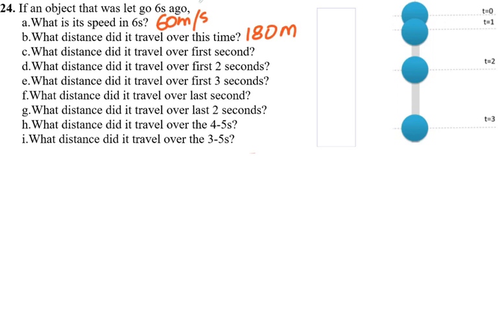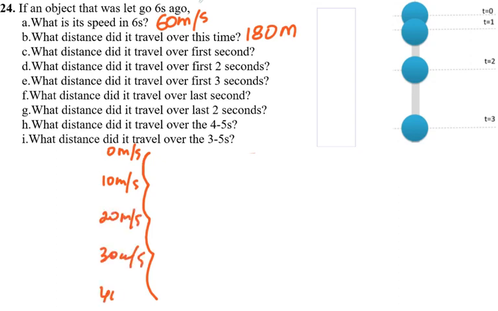What distance did it travel over the first second? Here's a very interesting thing. I'm going to do it over each one. So 1, 2, 3, 4. So here the velocity is 0 meters per second. Then you have 10 meters per second. Then you have 20 meters per second, 30 meters per second, and 40 meters per second. And then so on till 60.